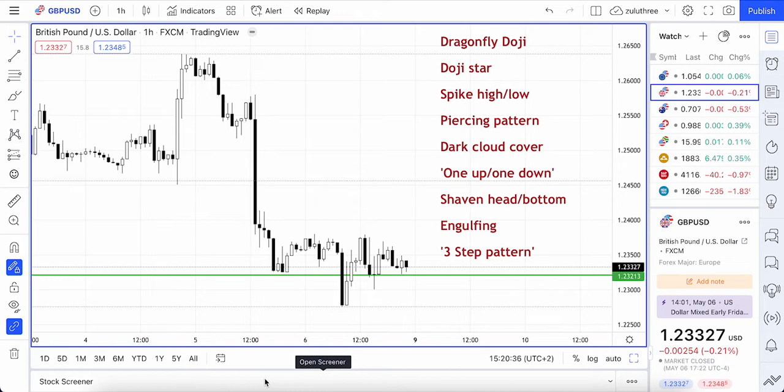So we have the level at which we want to trade from, and then we have the trigger to initiate the trade, which is the candle pattern. I've got a list of a number of candle patterns on the screen right here in front of you, and I've got a little task for you today. I want you to arrange these patterns.